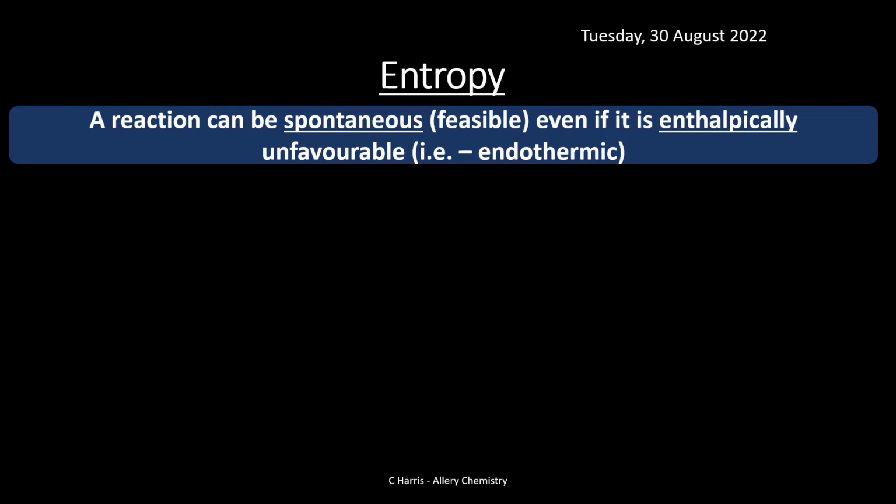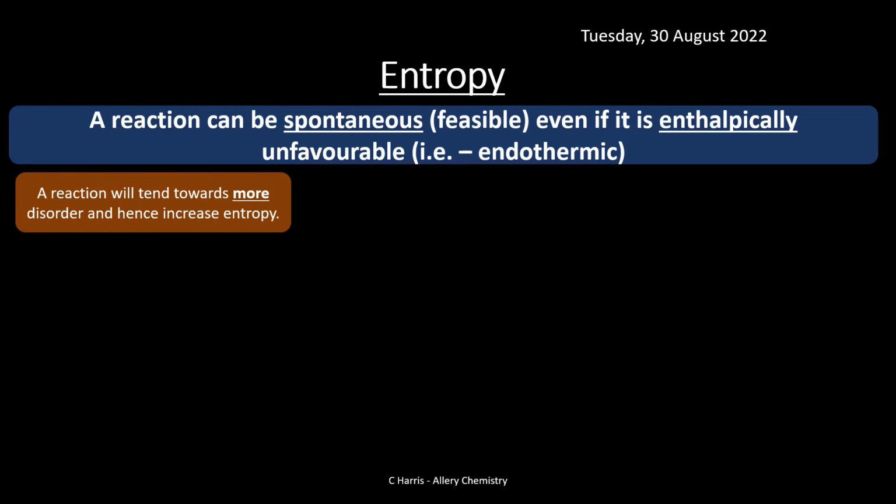Why is it sometimes energetically possible to produce a product that's higher in energy than what it was at the start, just under normal conditions? And the reason why is it's not just about enthalpy; it's actually about entropy as well. So a reaction will tend towards more disorder, and hence there's more entropy. The more disorder it is, or the more ways in which the molecules can be arranged, then the better that is for entropy.